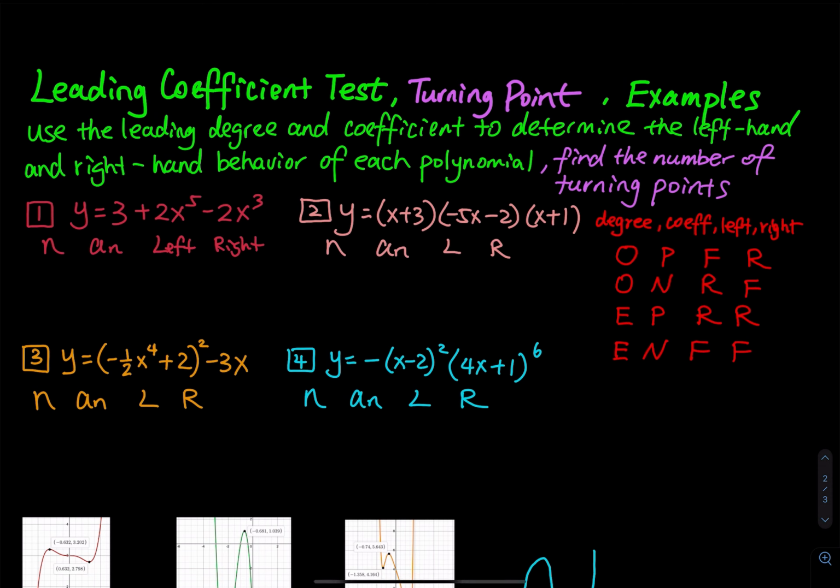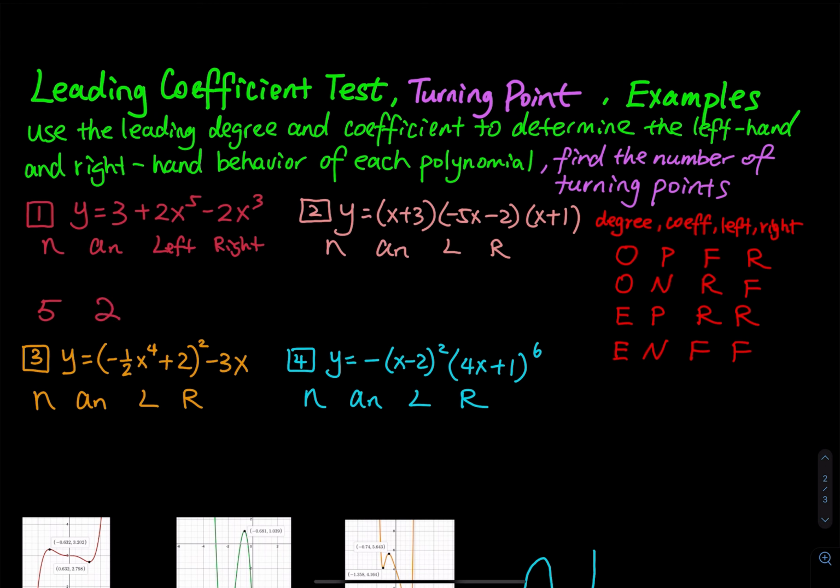Now, starting with the first one, we have y equals 3 plus 2x to the fifth minus 2x to the third. Now, tell me, where is the highest degree? The highest degree is 5, right? So 5 is the biggest degree, therefore the leading degree is 5. What is the leading coefficient? The leading coefficient is the number in front of the x to the fifth, which is equal to 2.